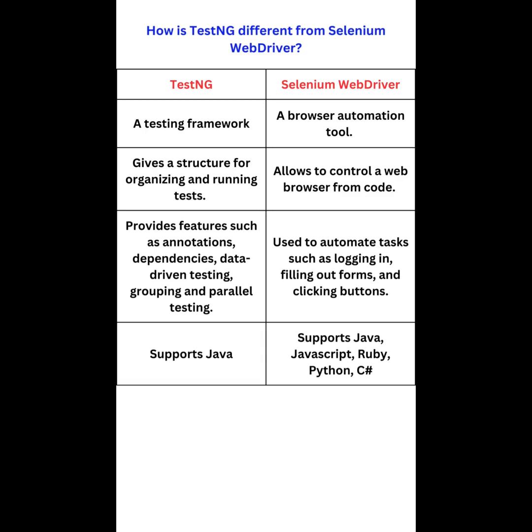Now let us see Selenium WebDriver. It is a browser automation tool. Allows to control a web browser from code. Used to automate tasks such as logging in, filling out forms, and clicking buttons. It supports programming languages like Java, JavaScript, Ruby, Python and C#.